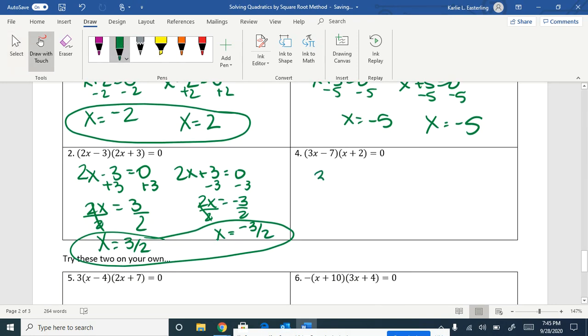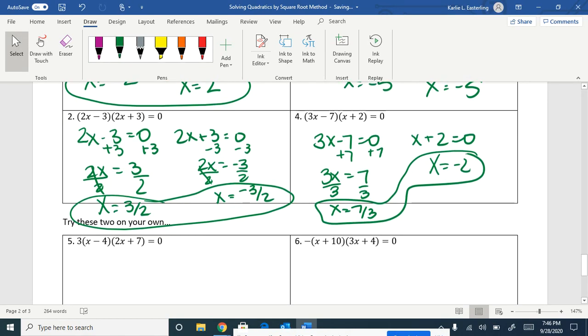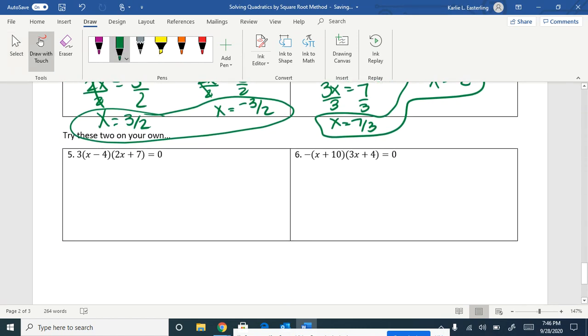All right, so then we're going to come down here. We're looking at 3x minus 7 equals 0 and x plus 2 equals 0. Plus 7 on both sides. 3x equals 7, divided by 3, divided by 3. x equals 7/3. And x equals negative 2 over here. And those are your solutions there. So it's down here with these try-your-owns that I was going to help you out a little bit.